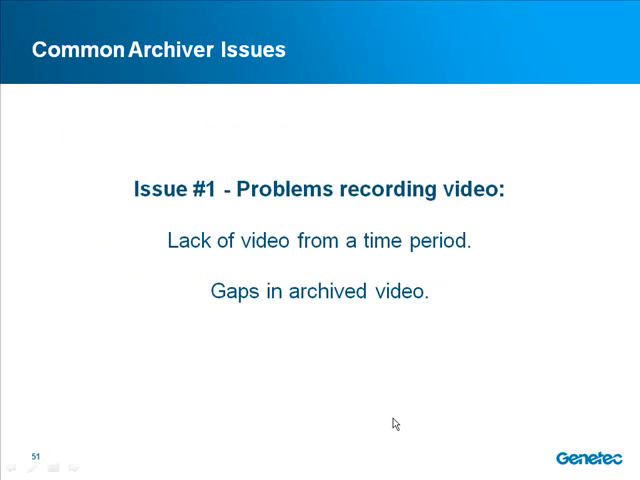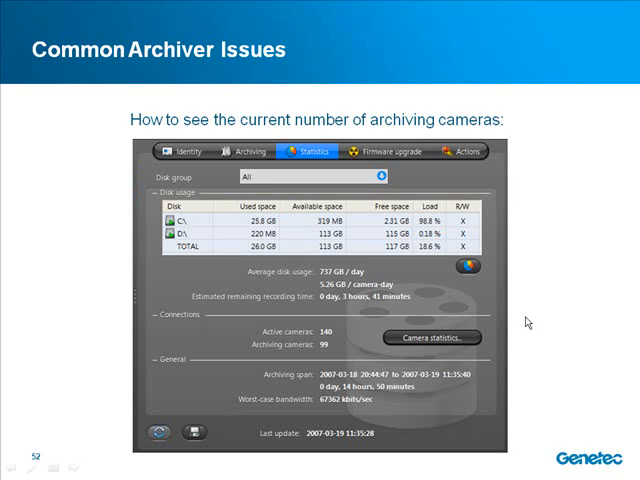Starting with our first issue, problems recording video, this can be a complete lack of archived video, or it can be an unexpected or unexplained gap in the video. If you want to check how many cameras are actually archiving video at the moment, you can go into the physical view of the config tool, click on the archiver, and go to the Statistics tab. The number of cameras that are actually archiving is listed right here, but this page is not updated in real time, so you need to refresh the page first.